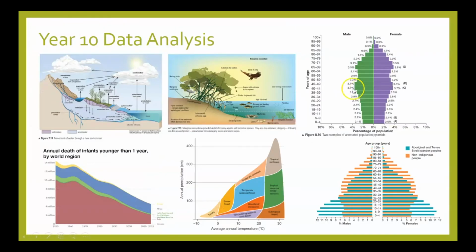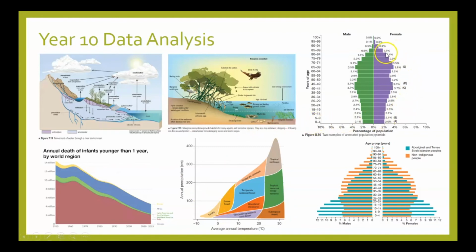Year 10, the data gets a little bit more complex. So here we have an example of the water cycle, but much more detailed than the version in Year 7. Here we have a process diagram having a look at mangroves and the impact that has on an environment. Stacked line graphs once again. This particular graph is fantastic. This looks at the temperature range and the precipitation range for different types of environments around the world, relevant to Year 9 biomes, but also Year 10 environmental change and management.